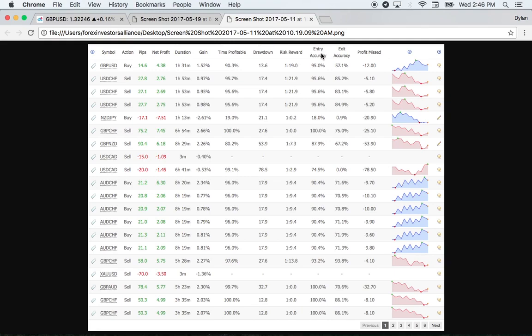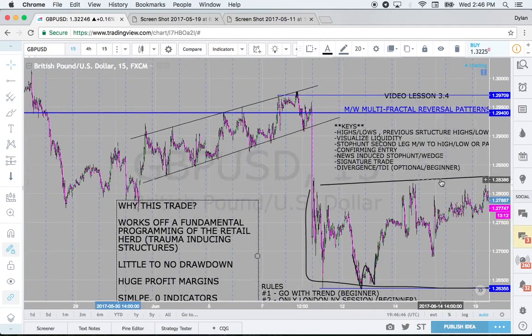The entry accuracy, 95%. Some of them 100%. These are incredible, incredible trades. Time profitable, 90 to 100%. Incredible. Very, very little drawdown. So this is the possibility with these trades, you guys. These are the possibilities.